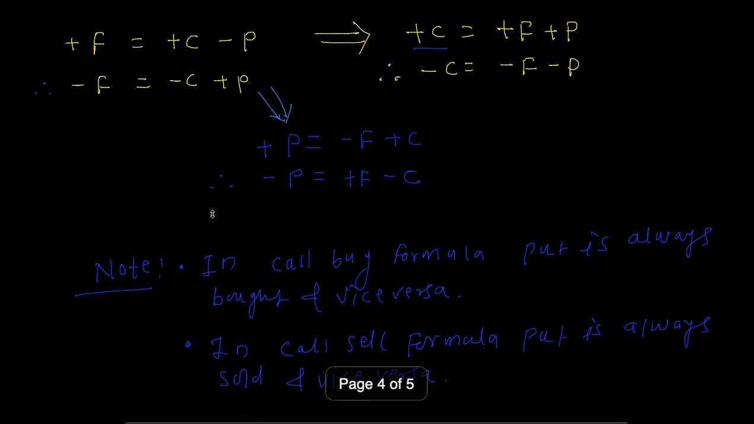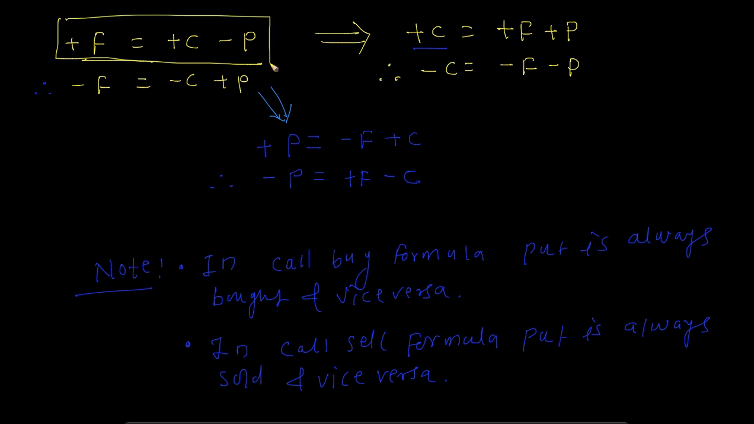Now, how can we remember this formula? Here we had the original formula: future buy is equal to call buy plus put sell. Put sell means minus P. Call buy means plus C. Put sell means minus P. Now from this formula, if you want to sell future, just multiply this equation by minus sign on both sides. This plus will become minus, this plus will become minus, and this minus will become plus. We'll get the formula for future sell.